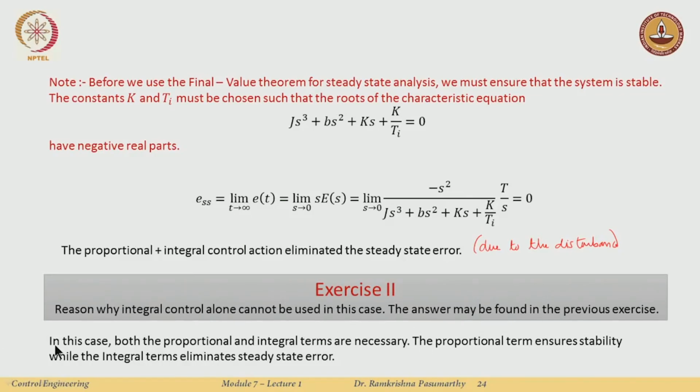So, to conclude, what we can say is that to eliminate the effect of disturbance, we need both the proportional and the integral terms. The proportional term was not enough as we saw earlier, and adding an integral term alone gives us problems which we found in the previous exercise. So, the proportional term here ensures the stability, while the integral term eliminates the steady state error, right, that we could compute from here.